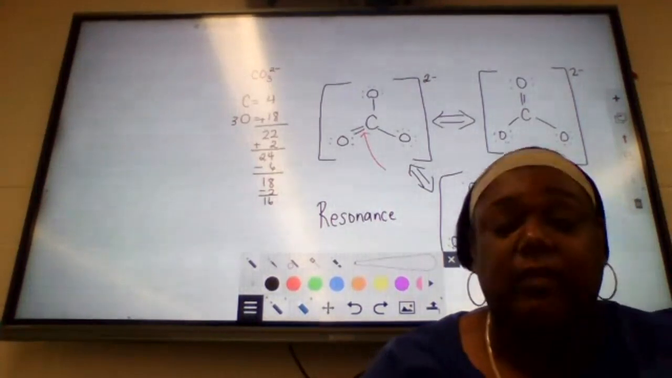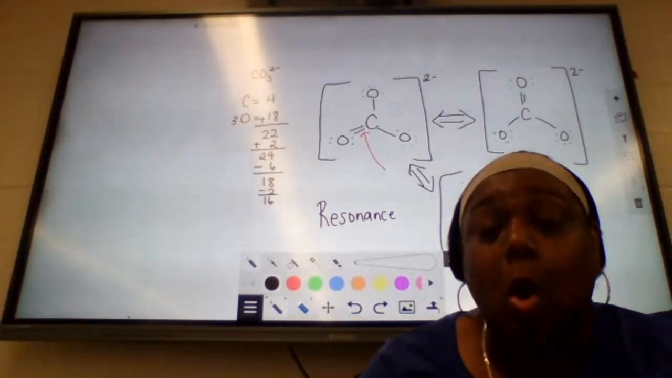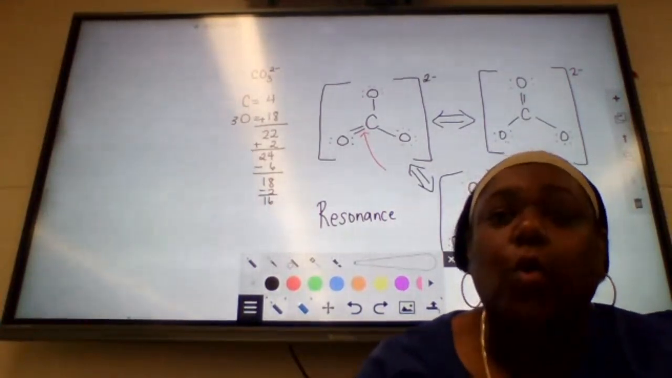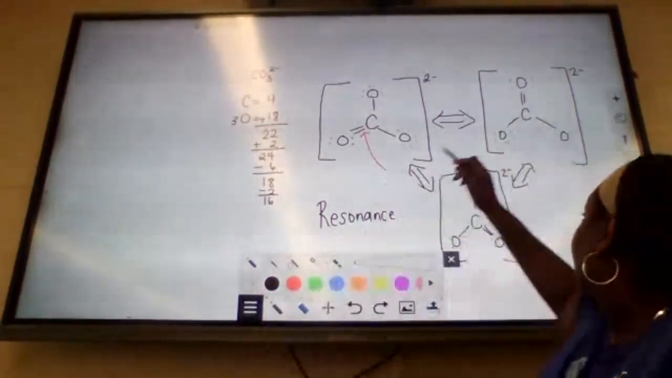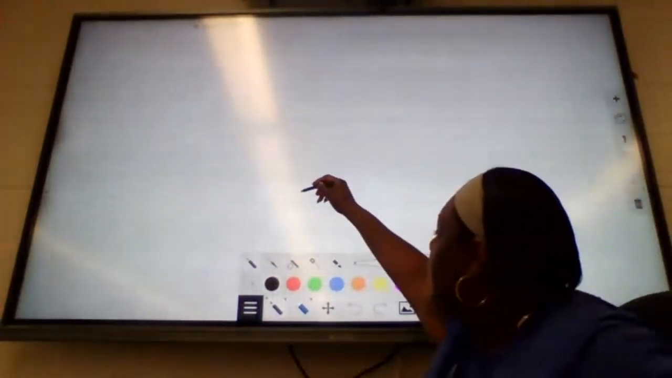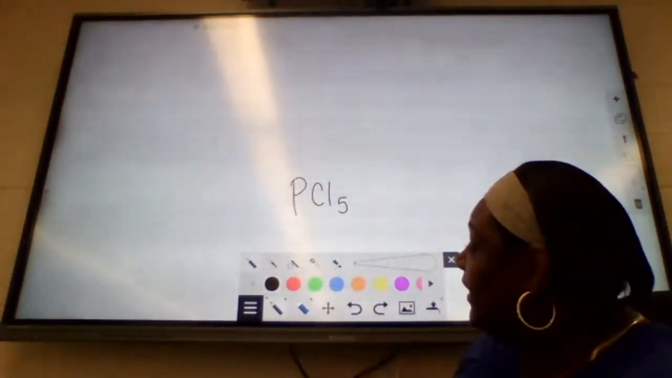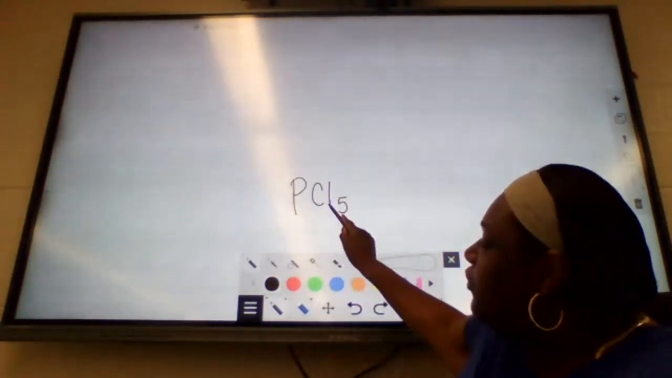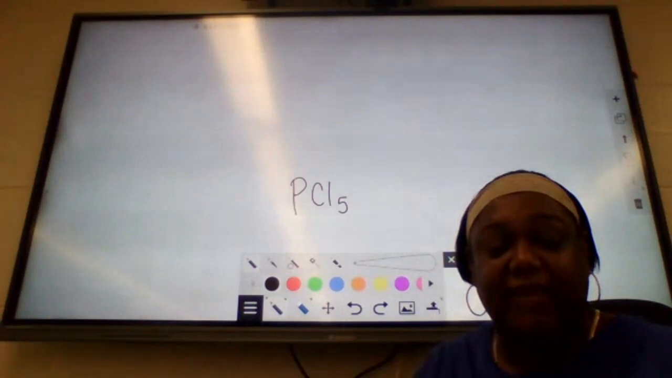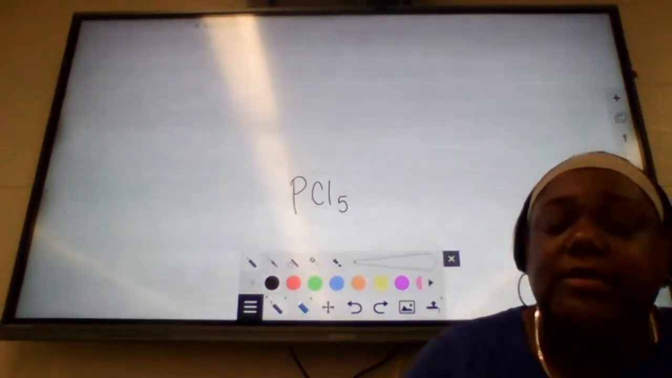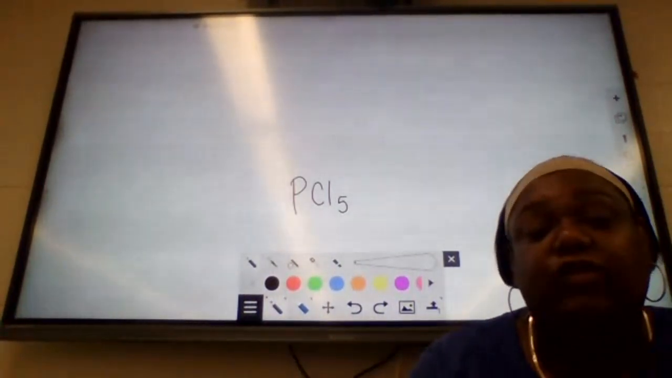And then the last exception to the octet rule is, sometimes you'll have structures where elements are required to have more than 8 valence electrons. So when would a central atom have to have more than 8 valence electrons? One example would be if I were to give you the structure PCl5. Please notice in that structure, there's one P, but you have 5 Cls. If you draw that structure, you'll notice that those 5 Cls have to attach to that one P. All right, and so that means that the P is going to have more than 8 valence electrons.